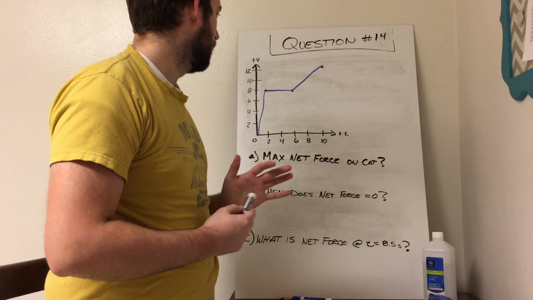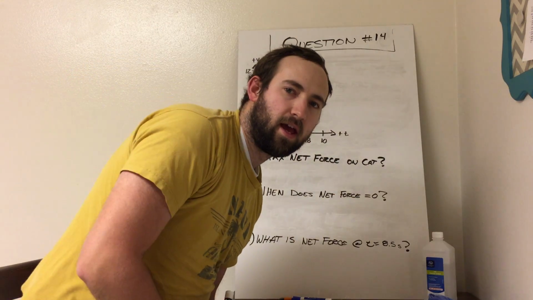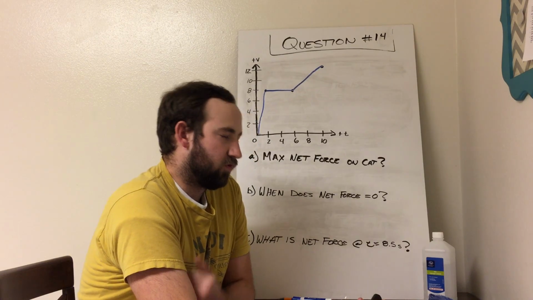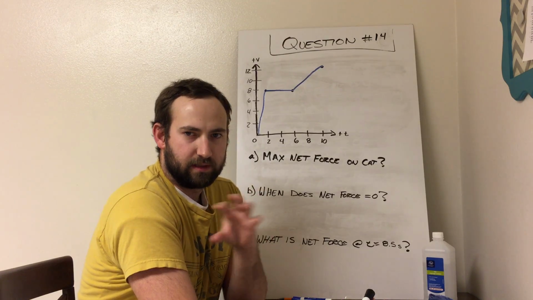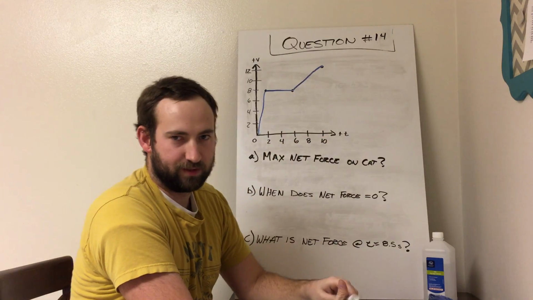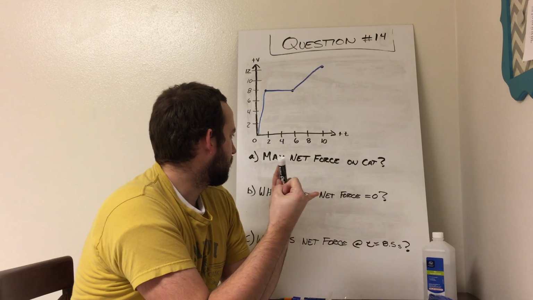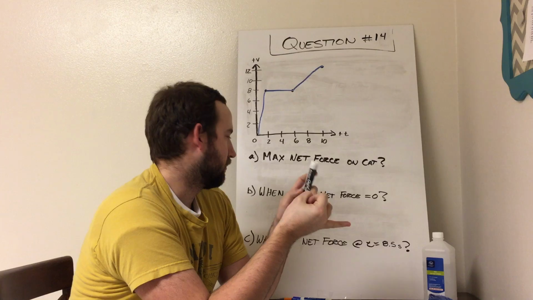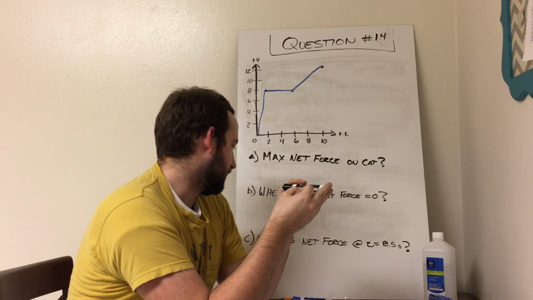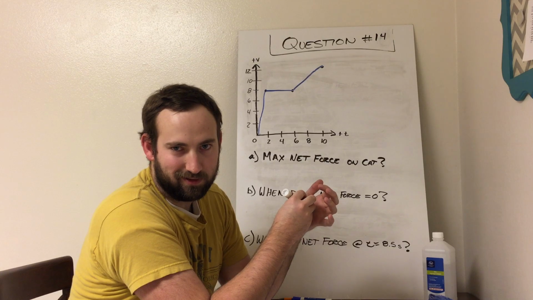Question 14 gives a velocity versus time graph and talks about this cat that's moving in a straight line, and we're dealing with its x-coordinate as it's traveling. This graph represents the movement of the cat. Part A wants us to find the maximum net force on the cat. Part B wants us to find when that net force equals 0. And part C wants to know the net force at a specific time, which is 8.5 seconds.